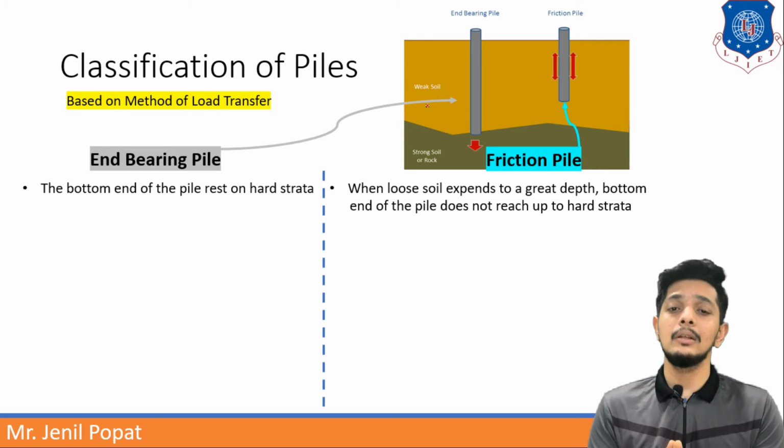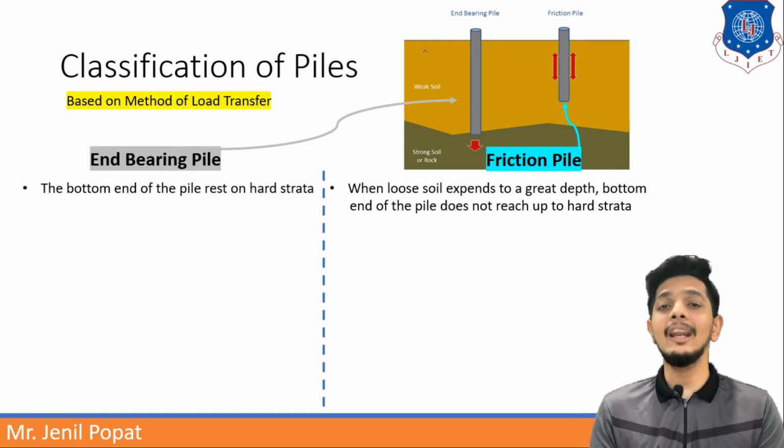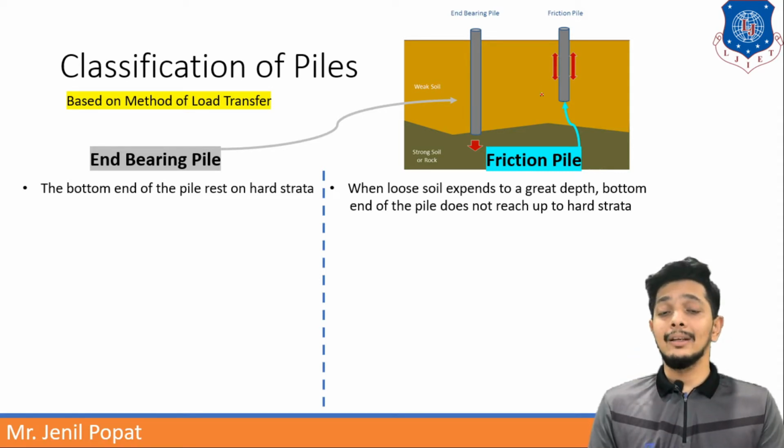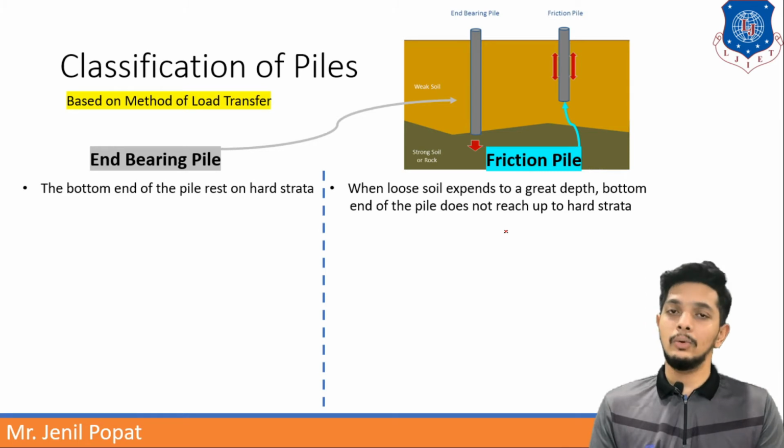Here you can see an image. In this image you can see the first item, which is the end bearing pile, and the second one is the friction pile. If the bottom end of the pile rests on hard strata, then it is an end bearing pile. Here in this image you can see the bottom end is resting on a hard strata, although the above portions are weak soil. In the case of friction pile, when loose soil extends to a great depth, the bottom end of the pile does not reach up to hard strata. So, if there is no hard strata available at the bottom or it is very deep, then you should go for friction piles.